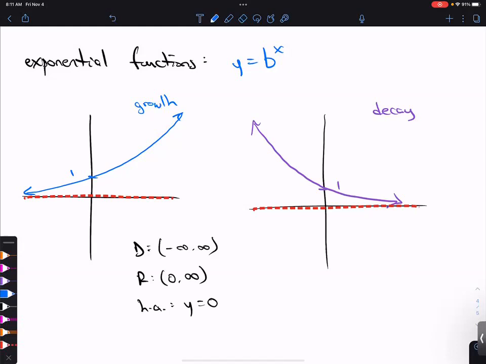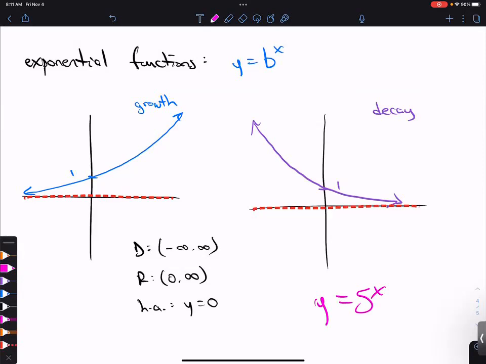And what determines whether the thing is going to grow over time or decay over time, whether it's increasing or decreasing? How do we decide if it does this or this? Like if I give you an example, y equals, I don't know, 5 to the x. Is it going to grow or is it going to decay?